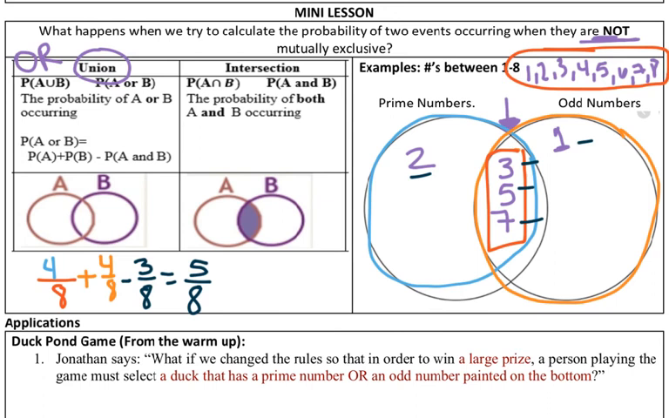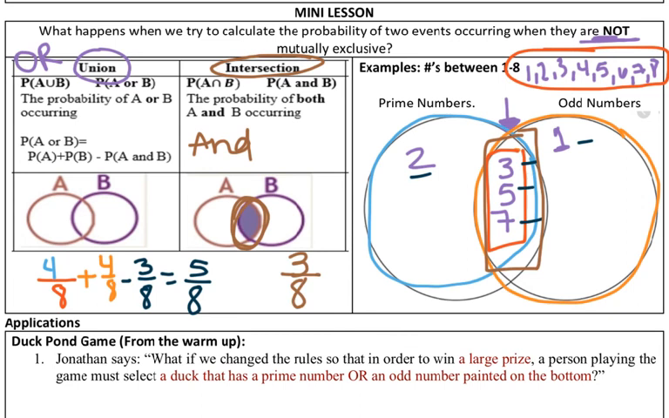Now, if we are considering the probability that we get both of them, the intersection, and of course, that's our intersection, so this is the and. This is the and that's the center of our Venn diagram where it's both prime and it's odd. So that will give us 3 out of 8 total. All right, so here will be or, and that is the and.